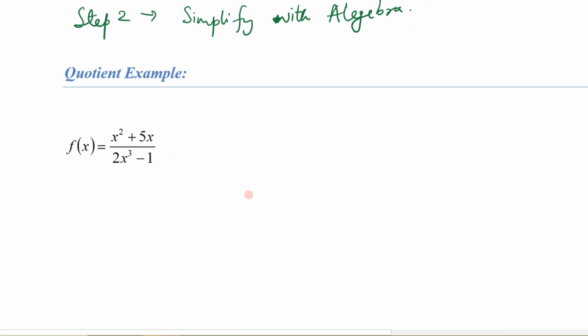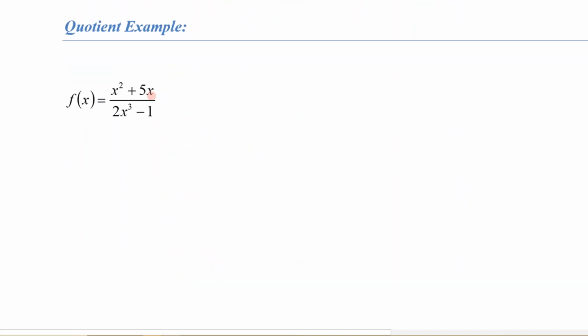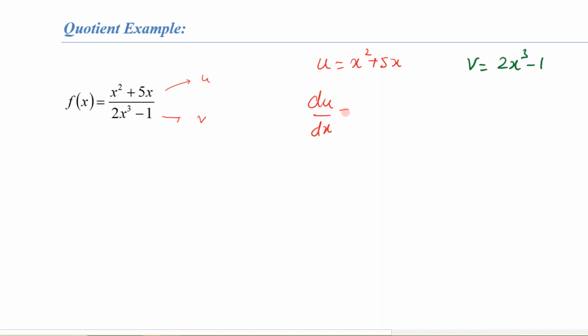We have f of x equal to x squared plus 5x divided by 2x cubed minus 1, so we can clearly notice we have the u over v form. In this case, our u is x squared plus 5x, and our v is 2x cubed minus 1. We can find du over dx and dv over dx. So du over dx: differentiation of x squared is 2x, plus 5.